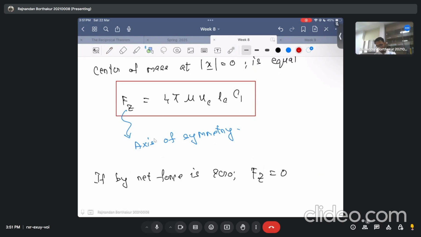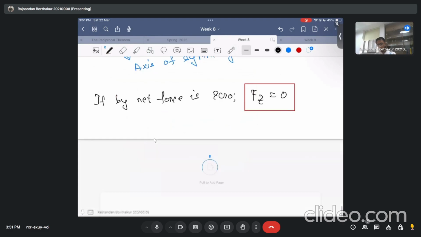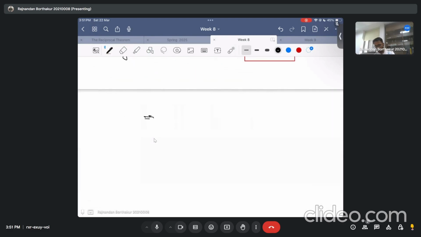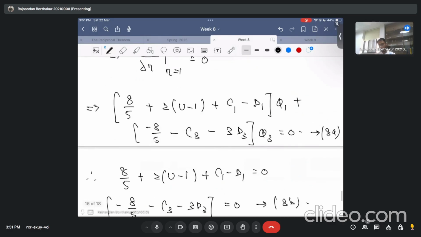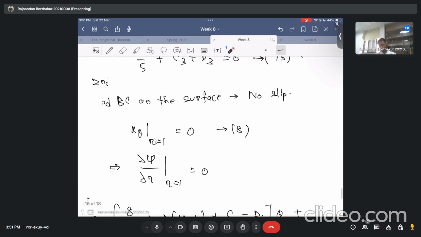Okay, and then since all other quantities are non-zero, the force free condition just boils down to the fact that C1 is equal to 0. That's it. So this is nothing but the force. This condition is known as the hydrodynamic force free condition.